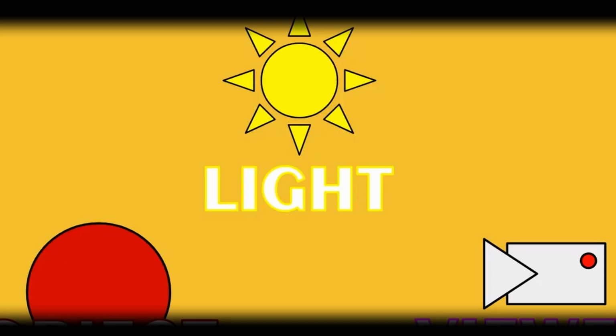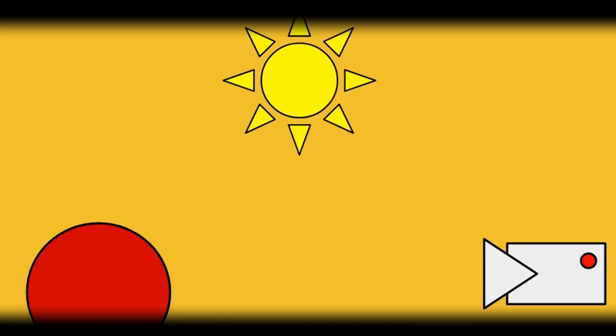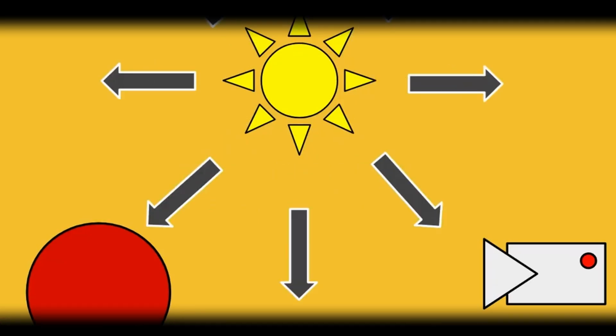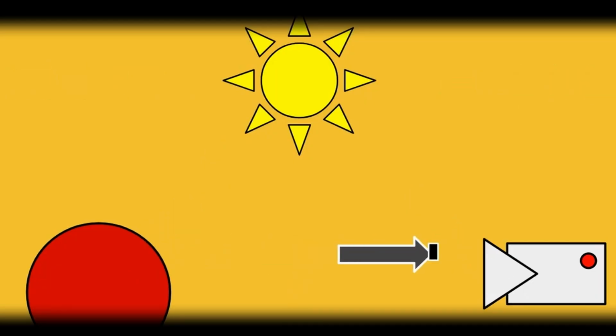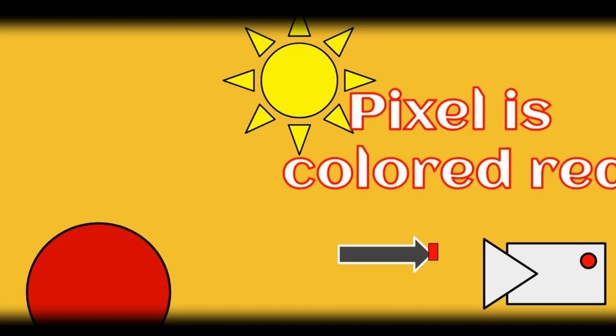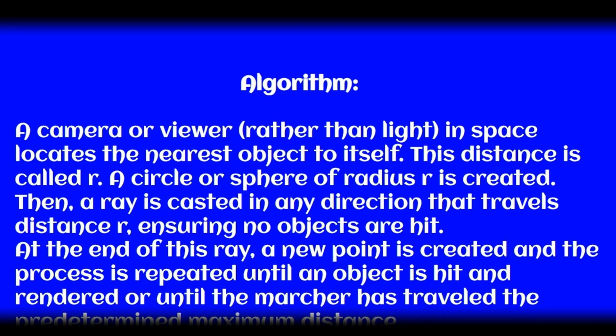So this is an example scene. We have a light, an object, and a camera viewer. So the light is going to cast rays off in every direction. And when they hit an object, they're going to reflect off of it. And any rays that hit the camera are colored with the color of the object that they hit. So let's take a look at that in effect.